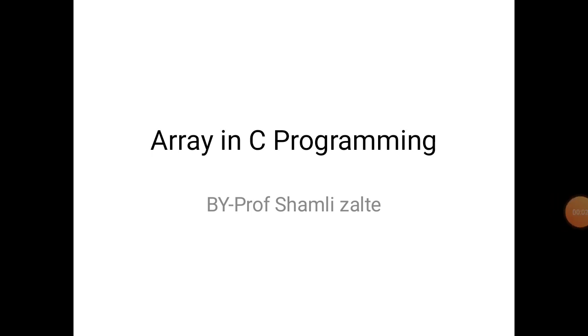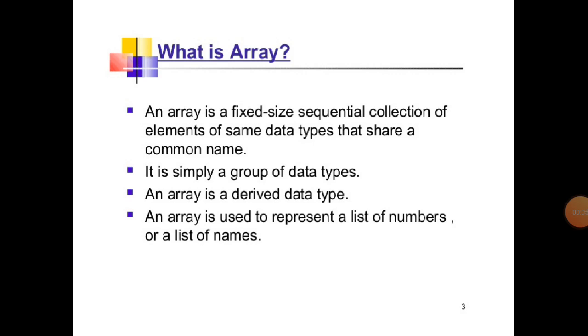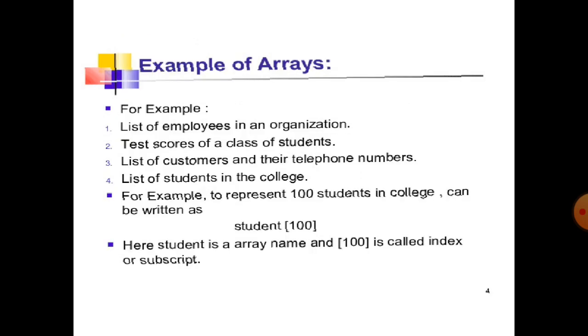Today we learn array in C programming. Firstly, we will discuss what is meant by array. An array is a fixed size sequential collection of elements of the same data type that share a common name. It is simply a group of data types. Array is a derived data type, and array is used to represent a list of numbers or a list of names.